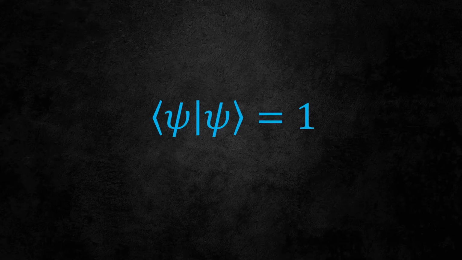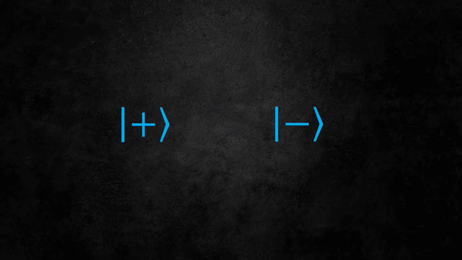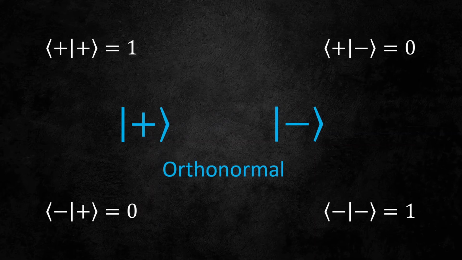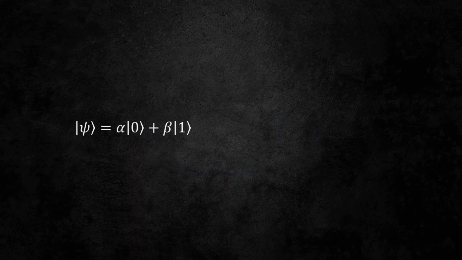The first one is that the bra-ket of a state with itself is always 1. The second is that the states plus and minus are also orthogonal, so the bra-kets follow the same rule for 0 and 1 that we saw before. Finally, the last exercise. For a ket psi, if we do the bra of 0 or the bra of 1, we get the first and second coefficients respectively.